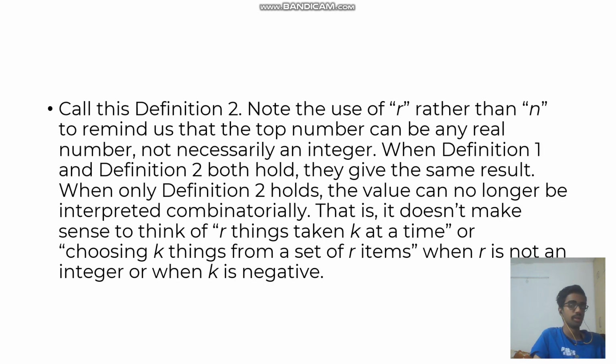Call this definition 2. Note the use of r rather than n to remind us that the top number can be any real number, not necessarily an integer. When definition 1 and definition 2 both hold, they give us the same result. When only definition 2 holds, the value can no longer be interpreted combinatorially. That is, it doesn't make sense to think of r things taken k at a time or choosing k things from a set of r items when r is not an integer or when k is negative.